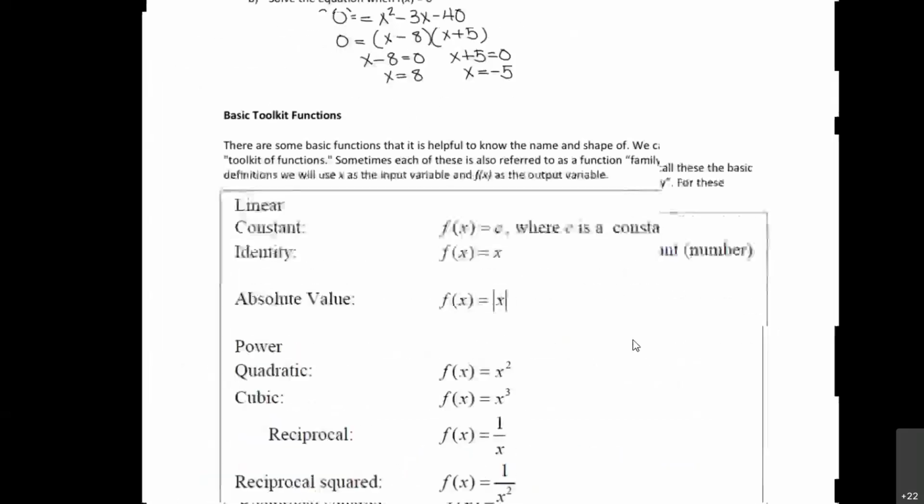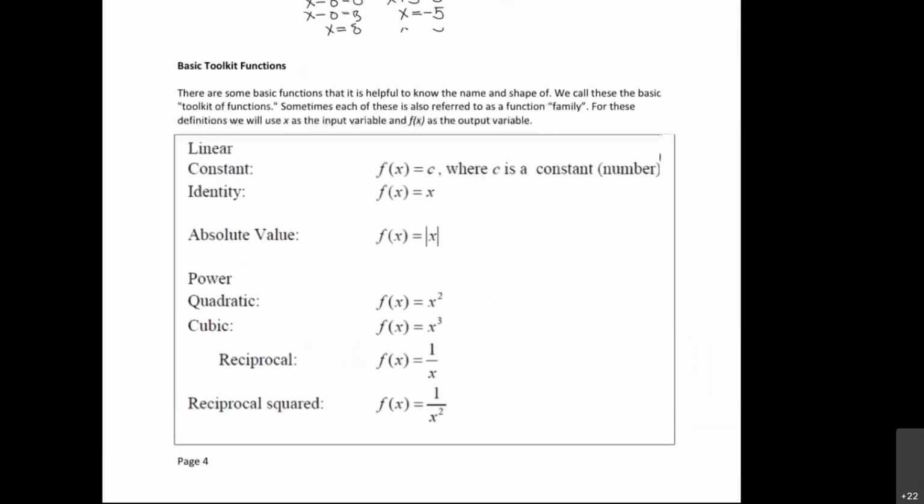Okay, before we end, I just want to re-evaluate here the basic toolkit functions. You've got linear functions, f of x equals x or y equals x. A constant function where this is a number. This is like our y equals 2 function. Absolute value functions, these are the ones that graph kind of like this. Quadratics, which graph as parabolas. Cubics, you might remember they kind of graph more like this. Or the other way around.